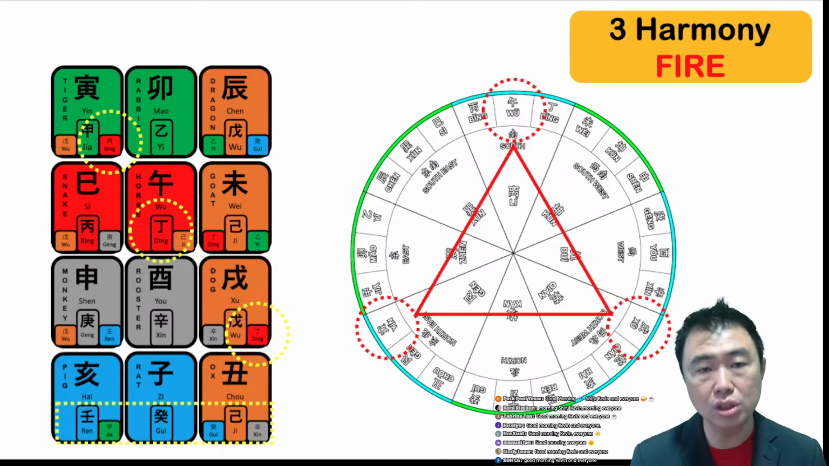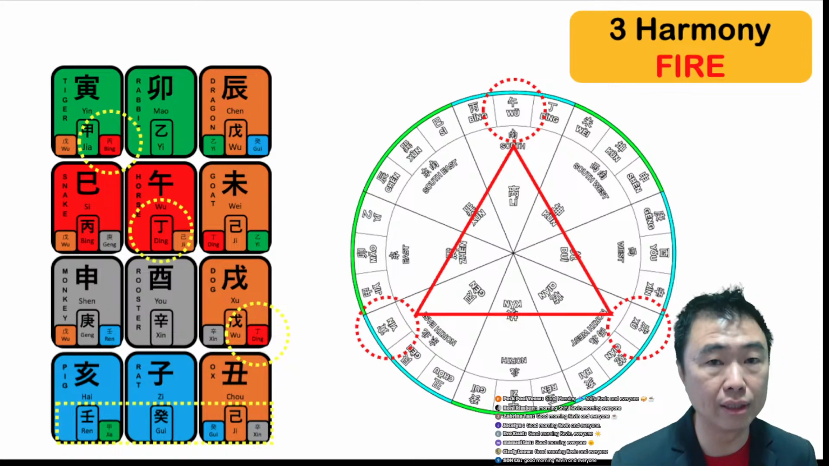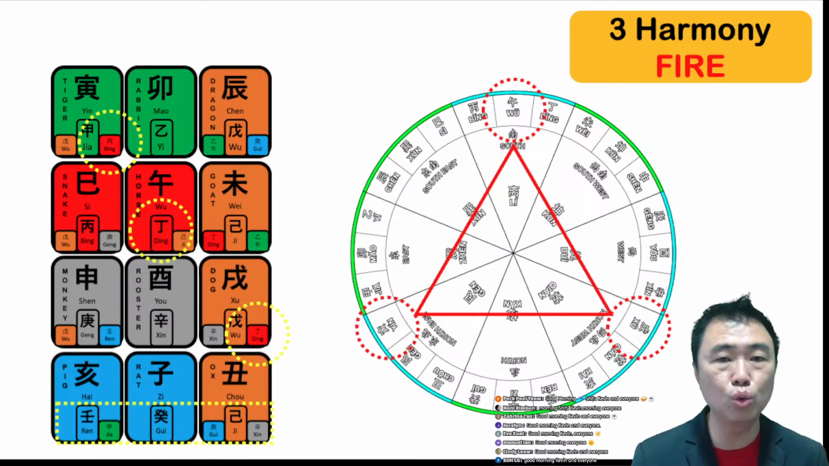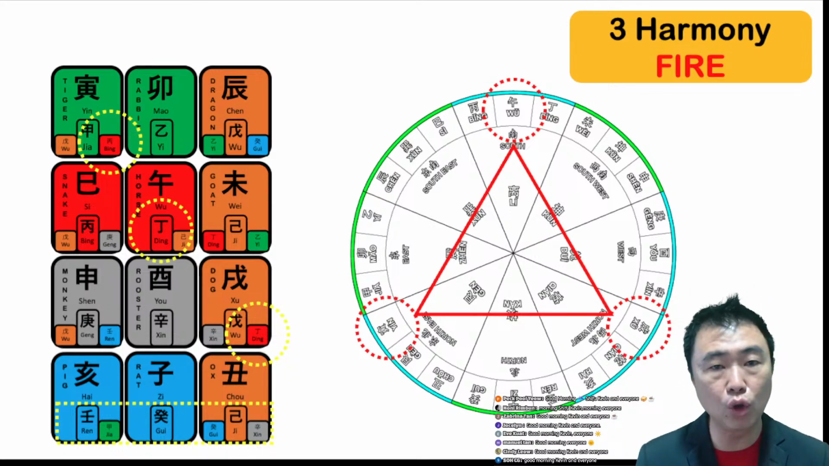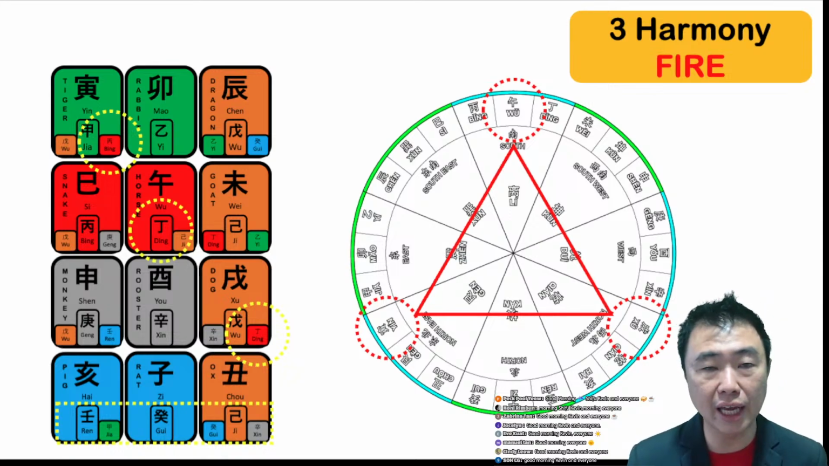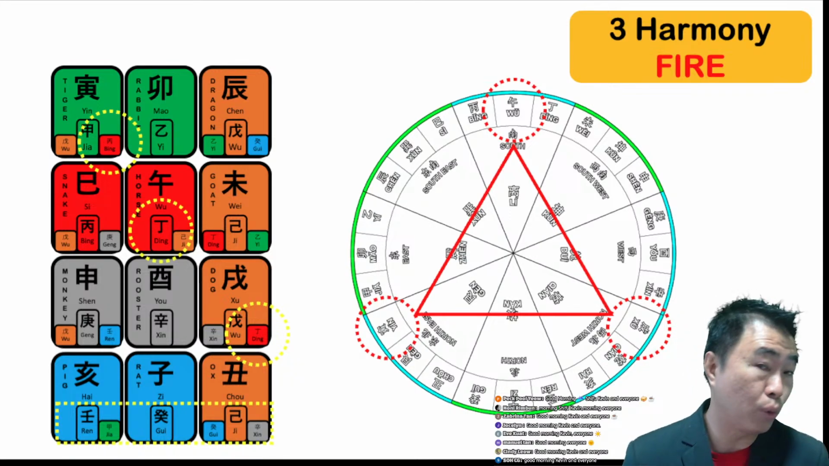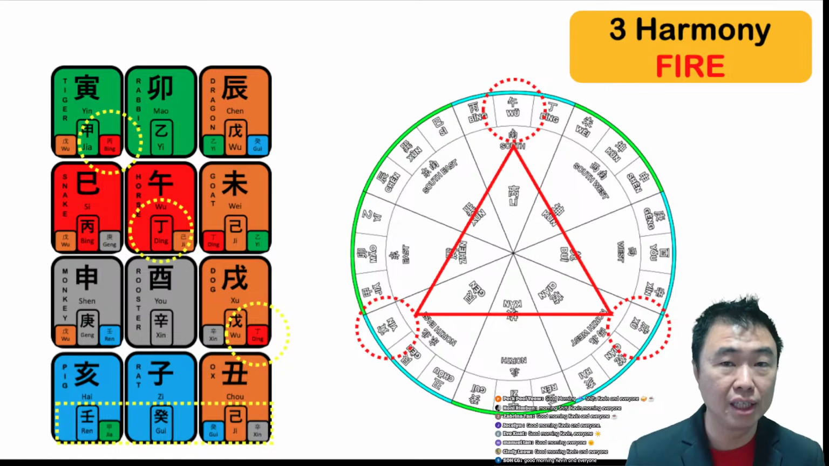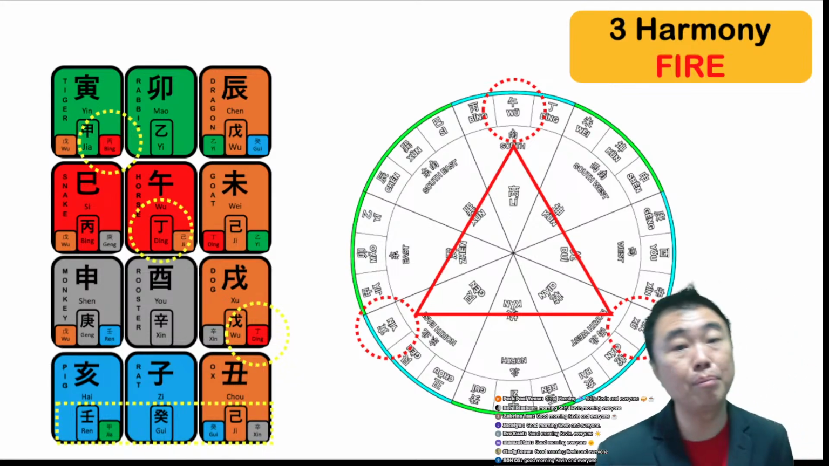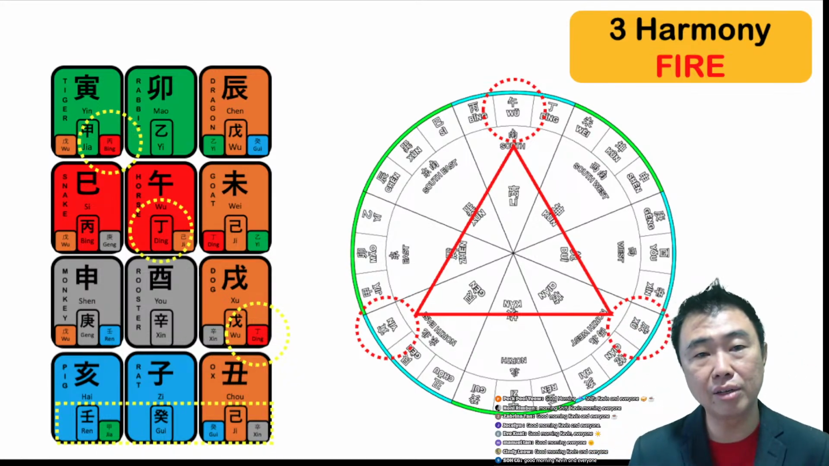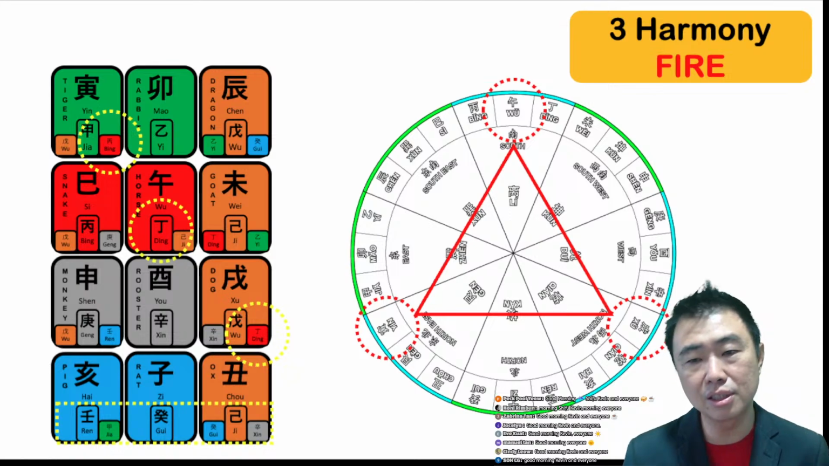The energy, every time I tell you, is neutral. It does not do good, it does not do bad, it only gives you the energy. A lot of the time, as an example, the gun does not do anything. It depends on the user, right? Same thing here. So having three harmony doesn't really do much.